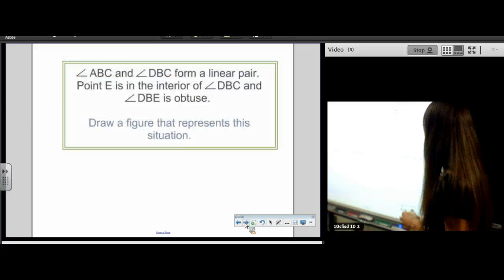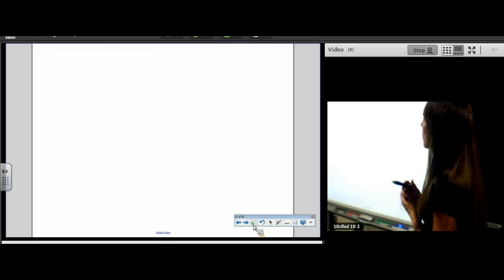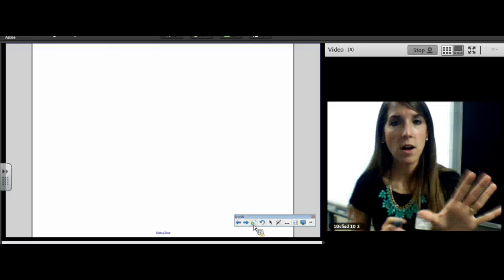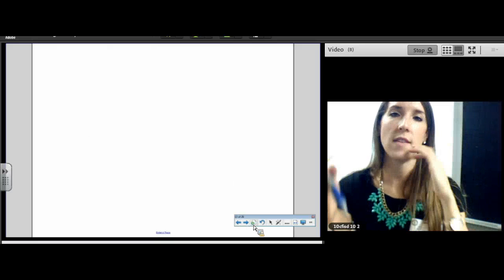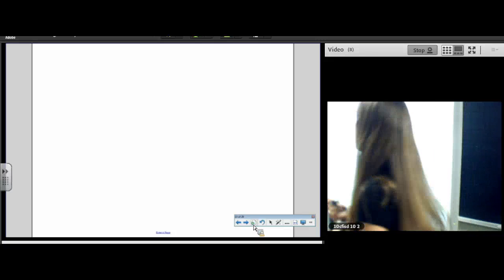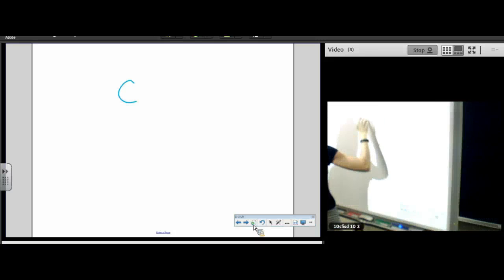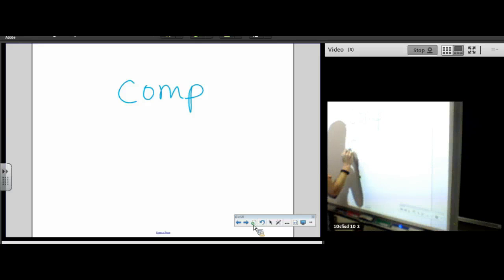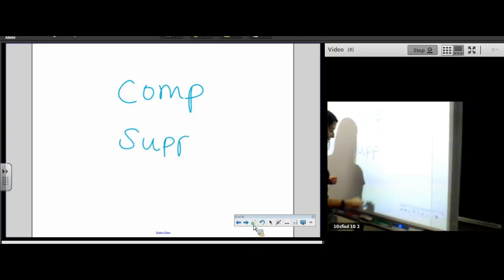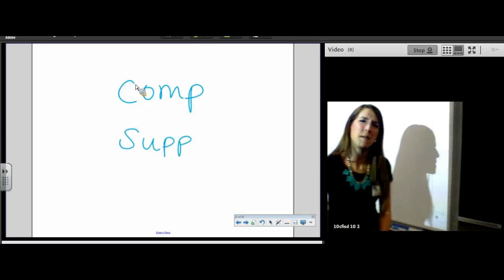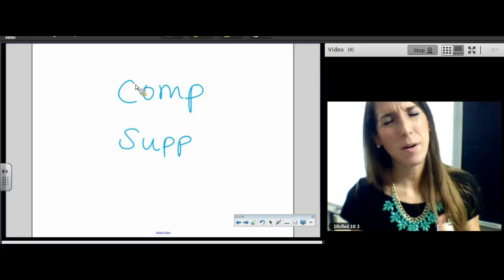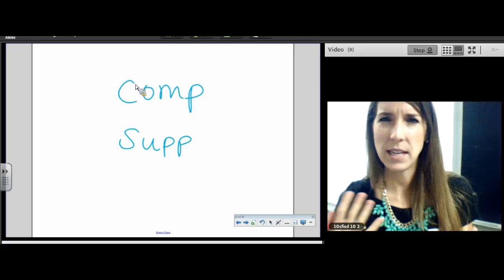Okay. Before we move to this one, real quick, we didn't talk about complementary and supplementary because I assumed that was prior knowledge for you. But just to give you a quick reminder of how you can remember the difference, because people get them mixed up. One adds to 180 and one adds to 90, and sometimes it gets confusing.